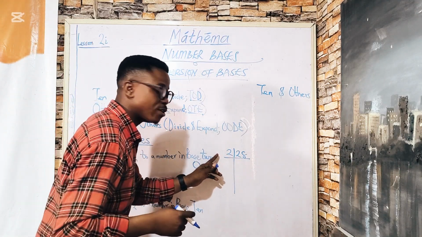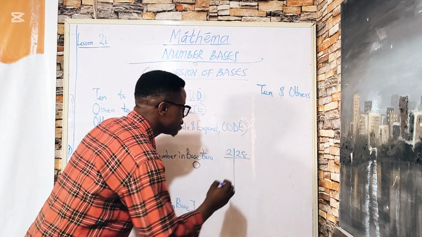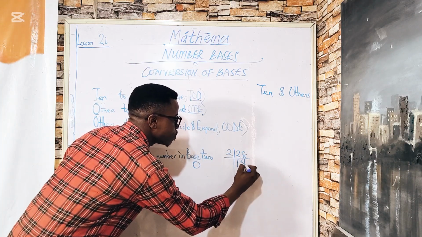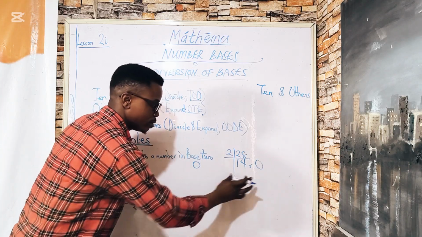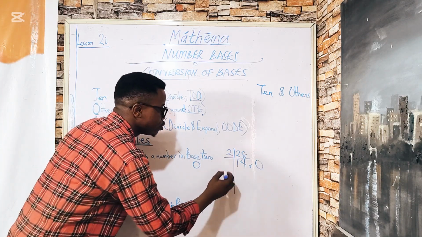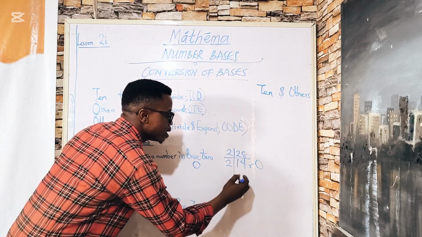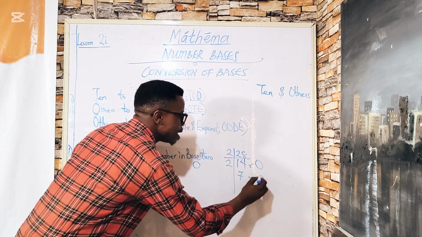Can you divide? Let's go. 2 goes into 28. That gives us 14, remainder 0. You see the way I wrote it? That's the way we're going to be doing it throughout. 2 goes into 14 is 7, remainder 0.